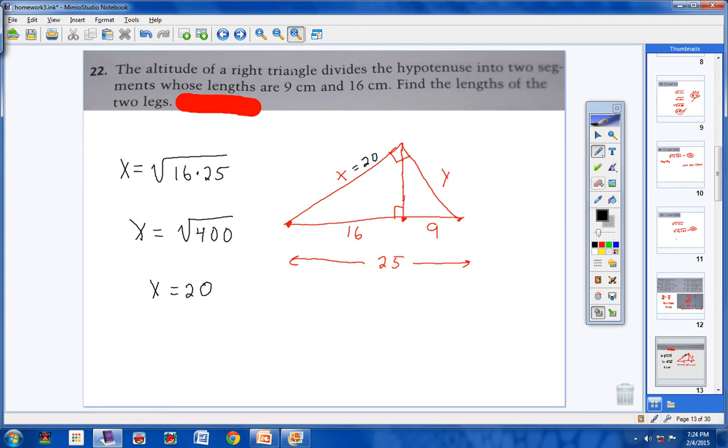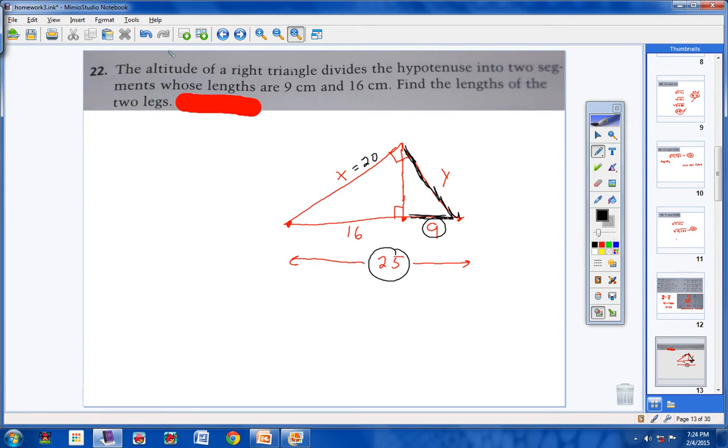Okay? Now, let's go ahead and find the length of side y over here. Now look. We learned, guys, that the length of this leg right here is the geometric mean of this segment here that's adjacent to it, plus the whole hypotenuse, which is this here. So the length of y is the geometric mean of 9 and 25. So y equals the geometric mean of 9 and 25. Okay, so y would equal the square root of 225.